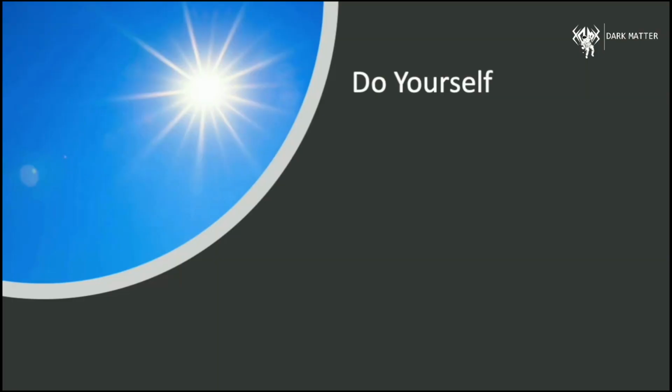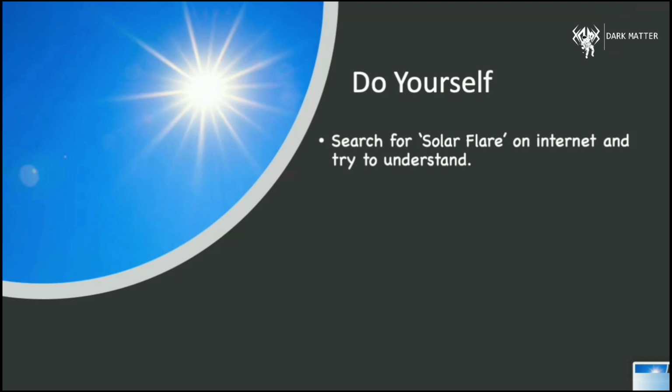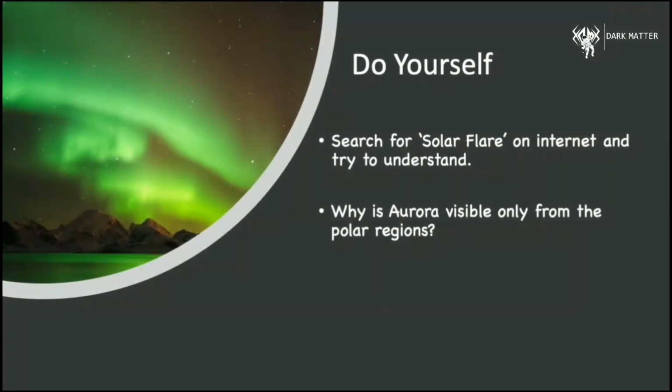There are things that you have to find out yourself. Search for solar flare on the internet and try to understand; I'm sure you will. Now the second question is a quite typical one. It can be tough, but you have to find out why the aurora is visible only from the polar regions. Why can't we in India or some other countries see the aurora? It is only visible from the polar regions.